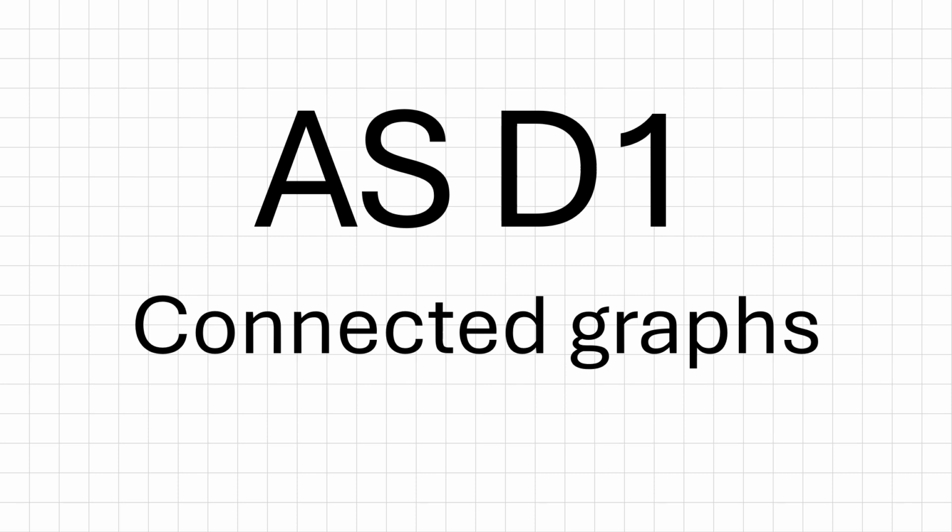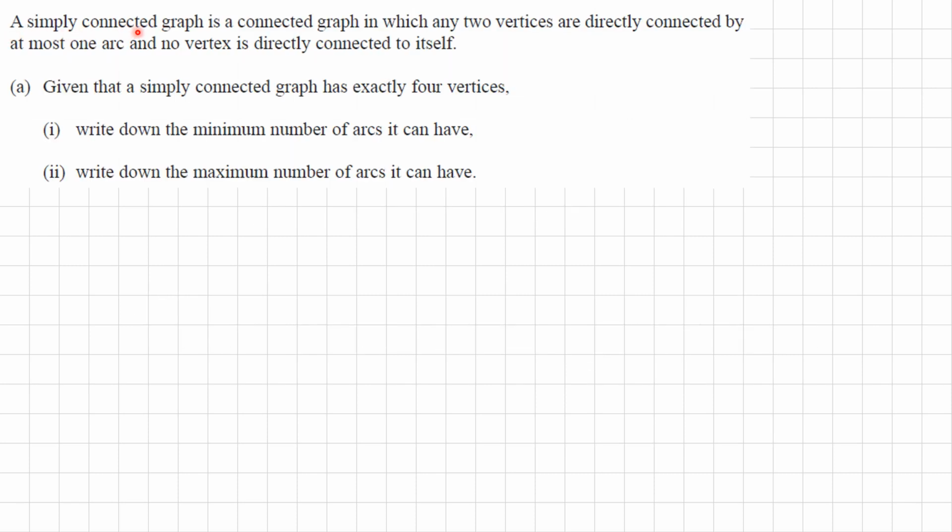This is an AS Decision 1 question on Dijkstra's algorithm. A simply connected graph is a connected graph in which any two vertices are directly connected by at most one arc and no vertex is directly connected to itself. So in other words, there's no loops.